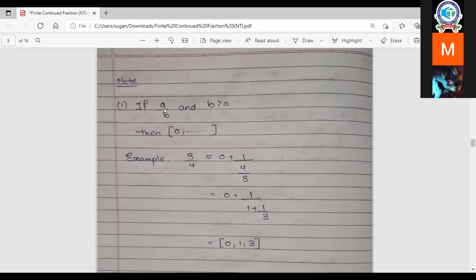Here is a note. If I have a form a by b, and b is greater than a and b is positive, then we get a form like this. You tell me one thing. You know real numbers, right? The real numbers are actually the union of rational numbers and irrational numbers. How do you check whether a given real number is rational or irrational?